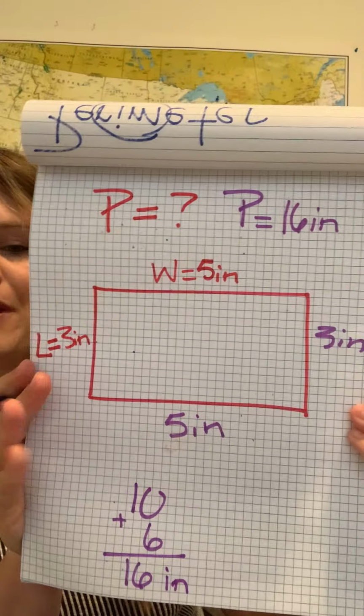So I'm going to put up top P, which is my perimeter. I don't have to write perimeter all the way out. P is equal to 16 IN, and IN stands for inches. It's just an abbreviation, and you can definitely use that as well. So here's my work.